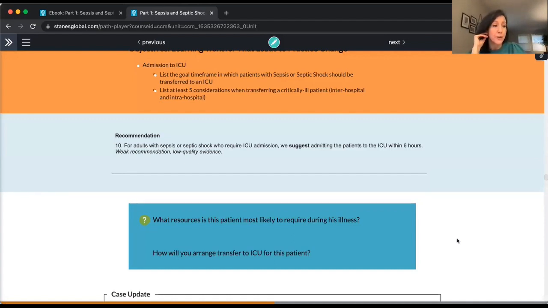So patients that are critically ill need a lot of resources, labs, x-rays. He may or may not need surgical consultation, which means he needs anesthesia and an OR, pathology, urine output monitoring. He might need a blood transfusion at some point, antibiotics, fluids, oxygen. He might need a central line, ventilator. Very good.